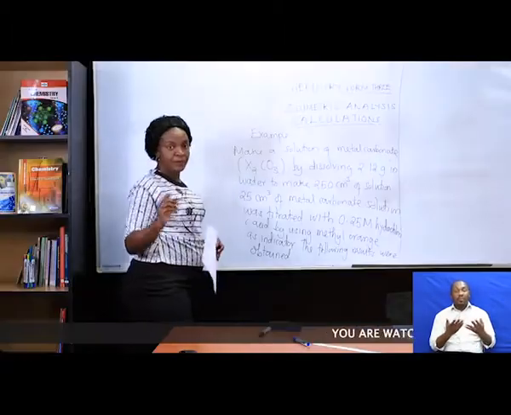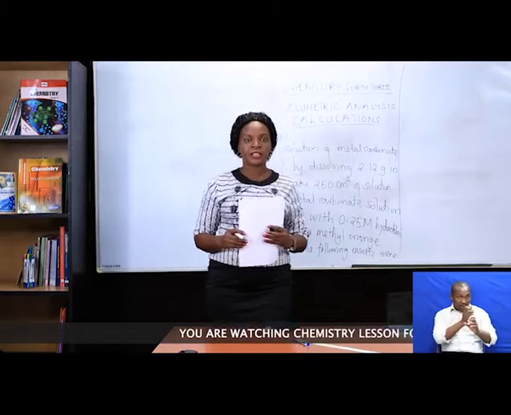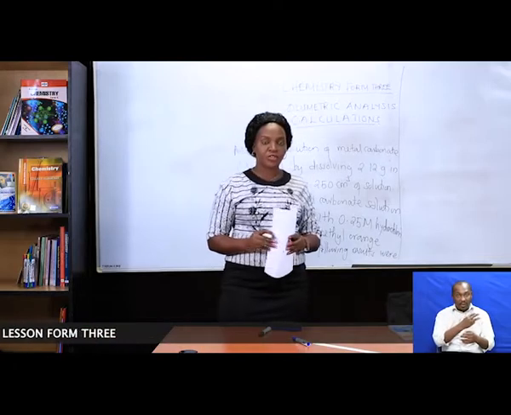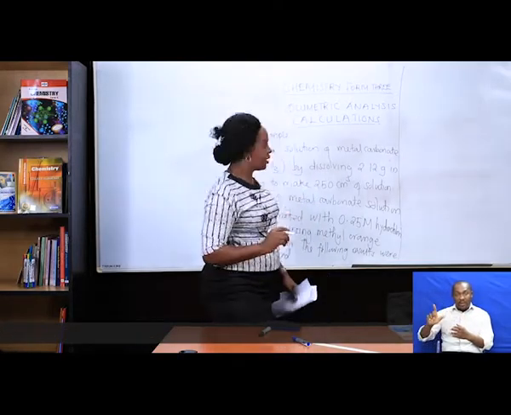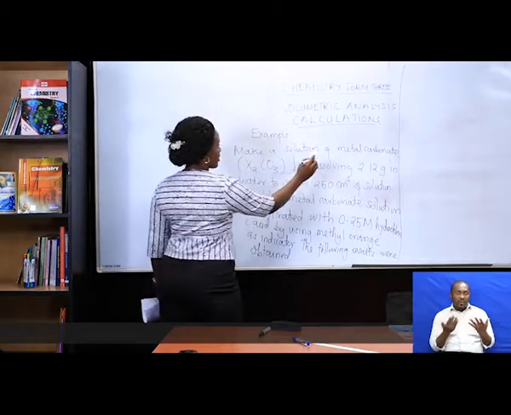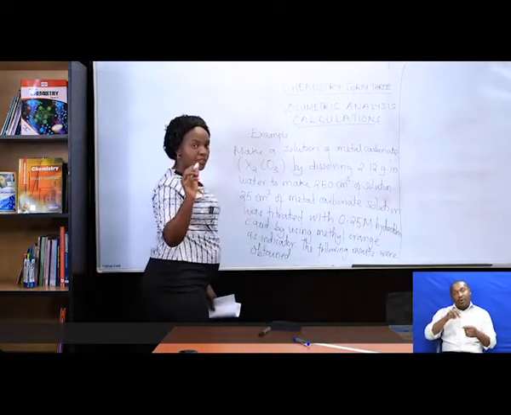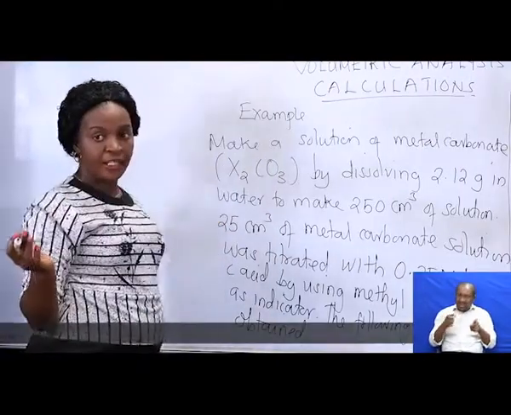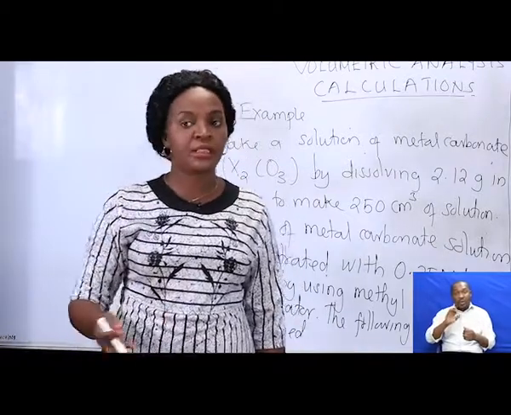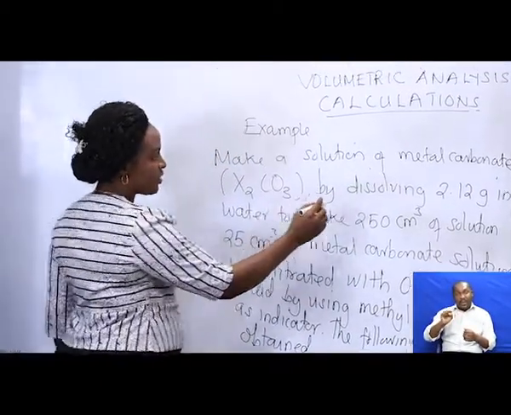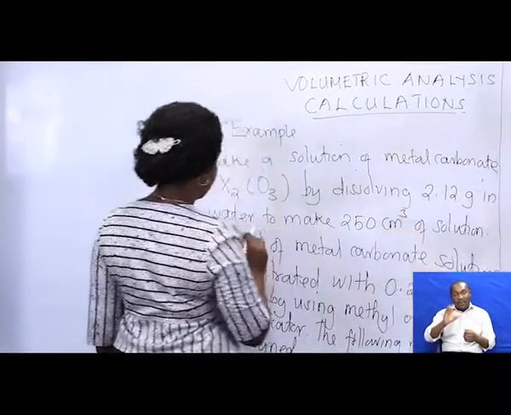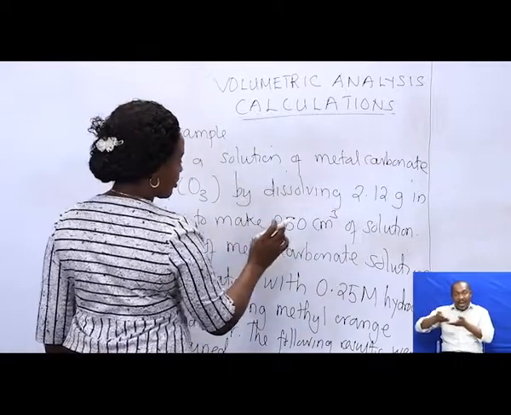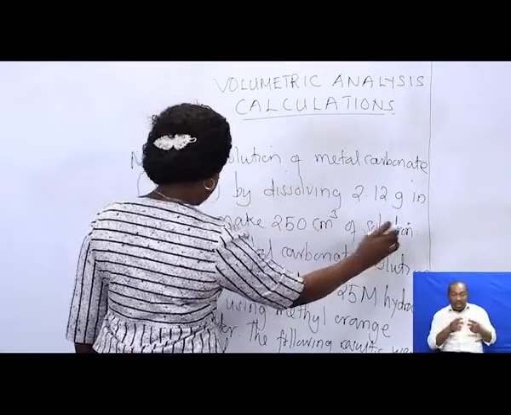So it was an experiment between metal carbonate and hydrochloric acid. It was a solution of metal carbonate. We don't know what this metal was. It may be sodium, it may be potassium, it may be calcium, whatever. They dissolved 2.12 gram in water and made about 250 cubic centimeter of solution.